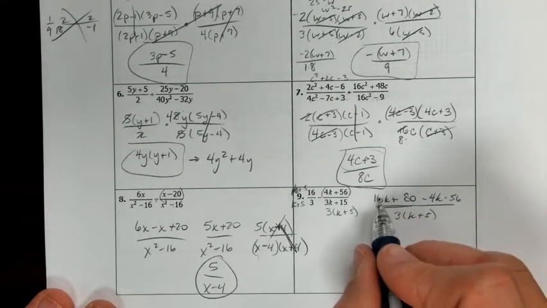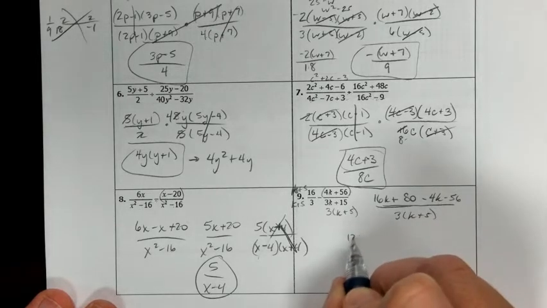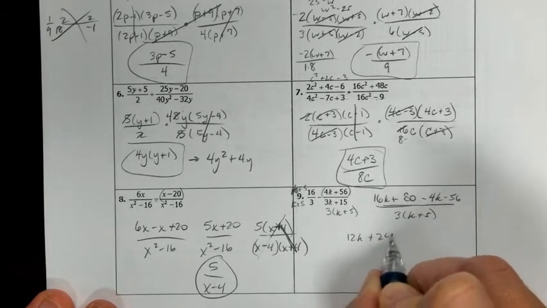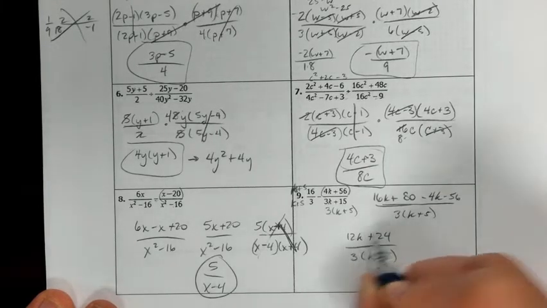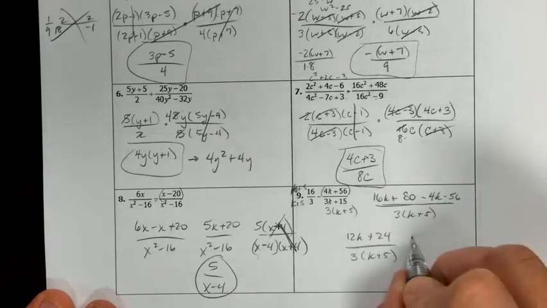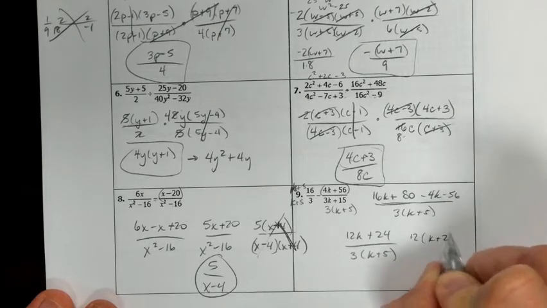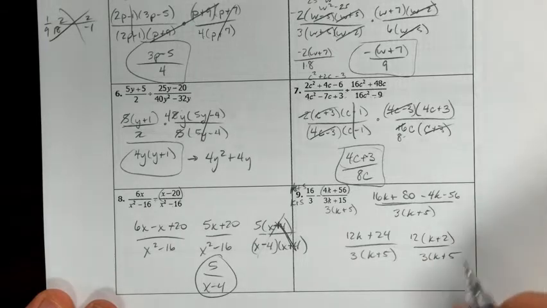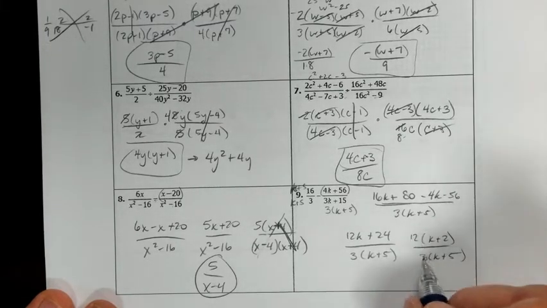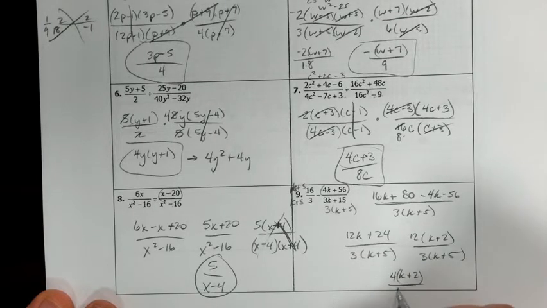All right, so now I can combine like terms. 16 minus 4 is going to give me 12k plus 24 over 3k plus 5. Now let's factor out a GCF of 12. All right, now last step we can reduce here. So this is going to become 4k plus 2 over k plus 5.